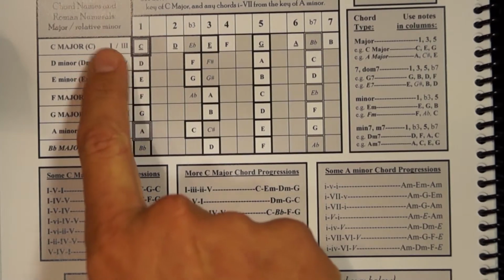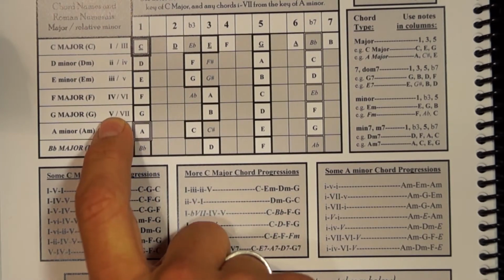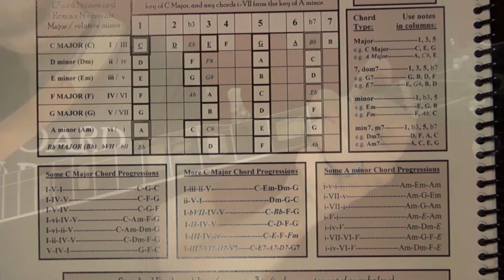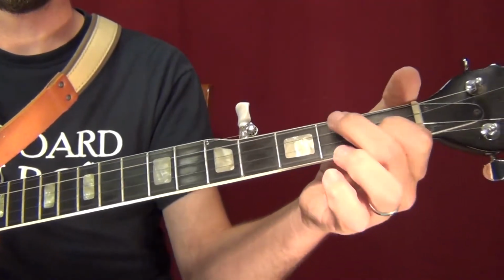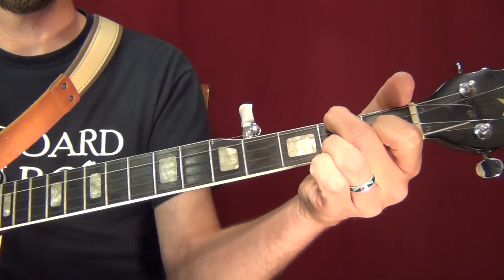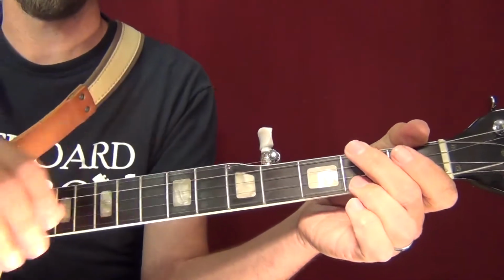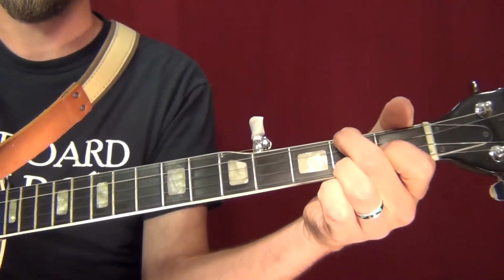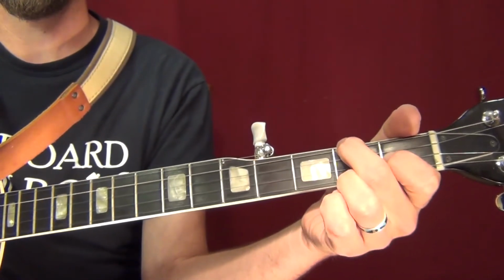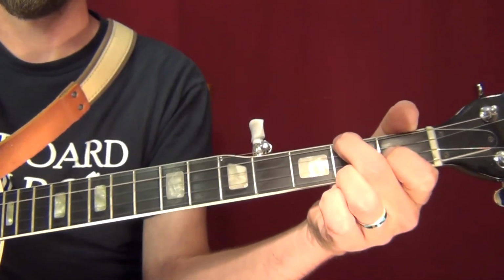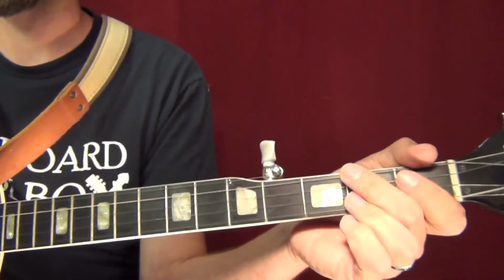C major is my 1 chord, and then I'm going to go to a 5 chord, G major, and then I'm going to come back to 1. So here's C major, G major, C major. Like in all my banjo videos, I'm not using any picks, to try to make it a little quieter and cover up any mistakes that I will make. So here's C major, G major, C major. That's a 1, 5, 1.